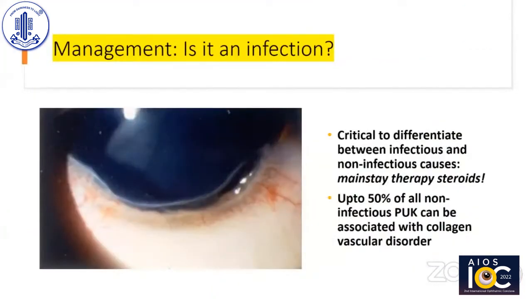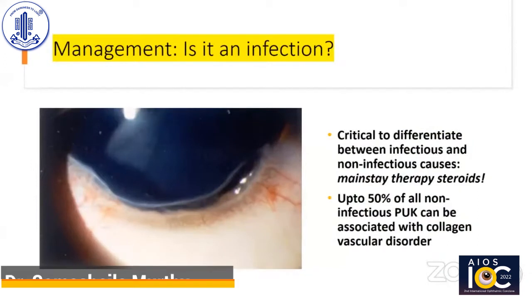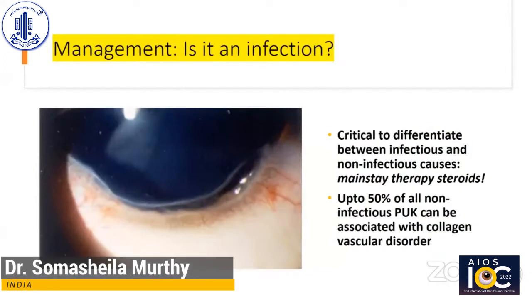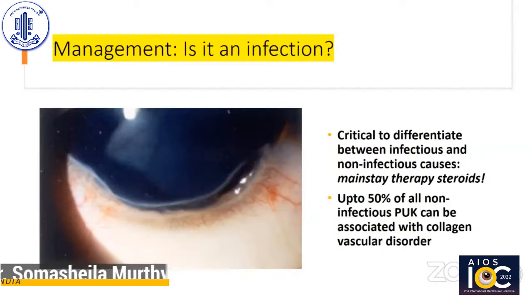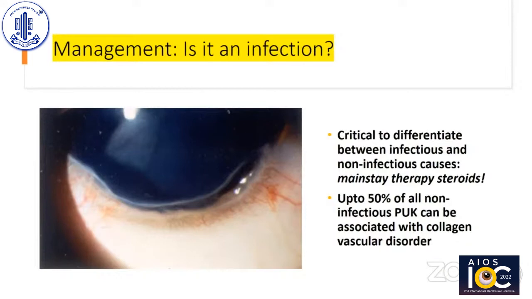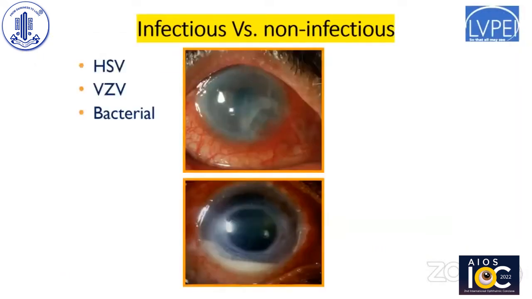So how do you rule out infection? It's critical to differentiate between the two, because the mainstay of therapy for non-infectious cases is steroids, and in some infections we cannot use steroids, for example fungal keratitis. Also, if it's non-infectious, the gravity is greater, because about 50% of these can be associated with systemic collagen vascular disorders. Therefore, distinguishing infectious from non-infectious is extremely important.